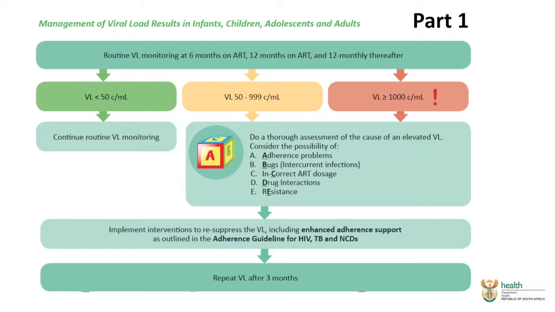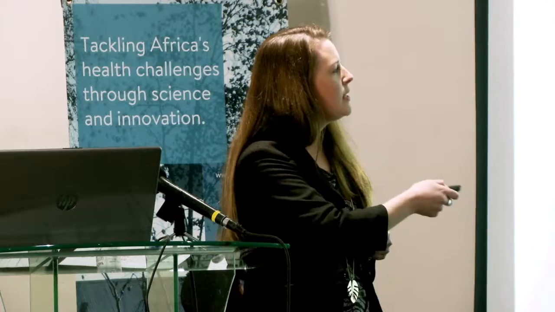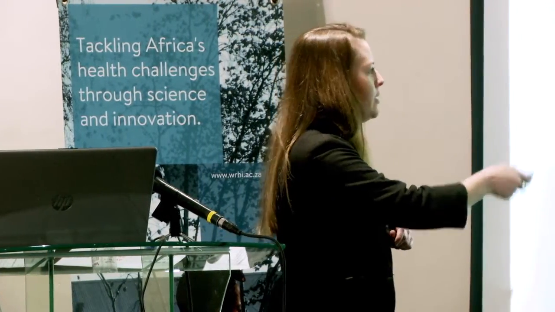So to look at the viral load monitoring algorithm. Our routine viral load monitoring will still be at 6 months on ART, then 12 months, and then 12 monthly after that. If it is less than 50, we will continue routine viral load monitoring, as according to that. If it is between 50 and 999, or if it's over 1,000, we're going to do this ABCDE assessment. So it's anything over 50, and we do ABCDE.